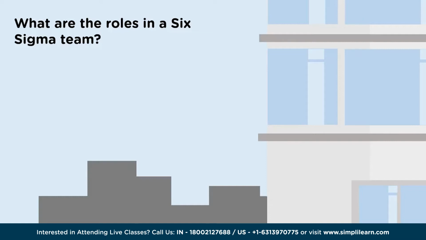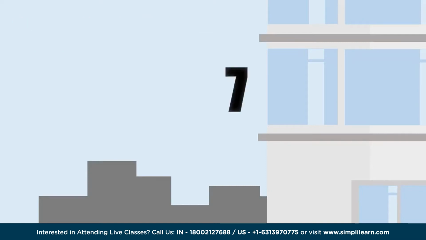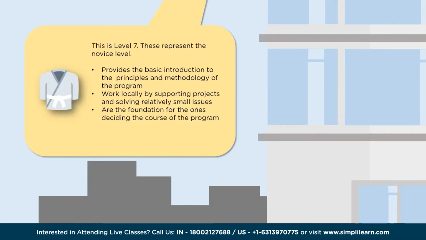Let's talk about the roles in a Six Sigma team. First up is level 7. Now, these are individuals who are at the novice level. Now, these individuals don't know in great detail about what the project is, but they have a basic understanding of the principles and the methodology behind the program.